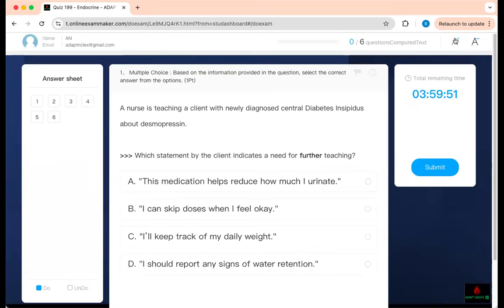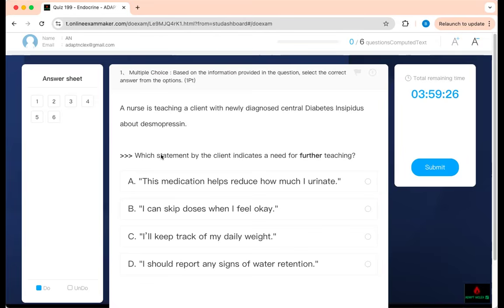So this is the question. As you can see, this is the related content. How do you answer the question? Start from the last portion. Which statement by the client indicates a need for further teaching? That means he or she is not saying something right. And then the nurse is teaching a client with newly diagnosed central diabetes insipidus about desmopressin.